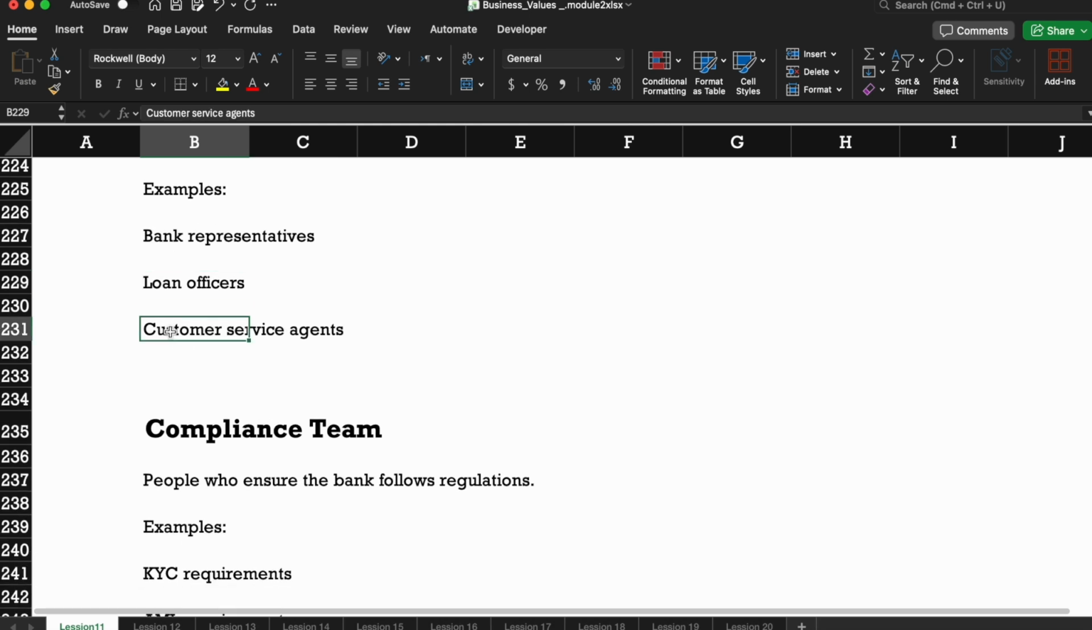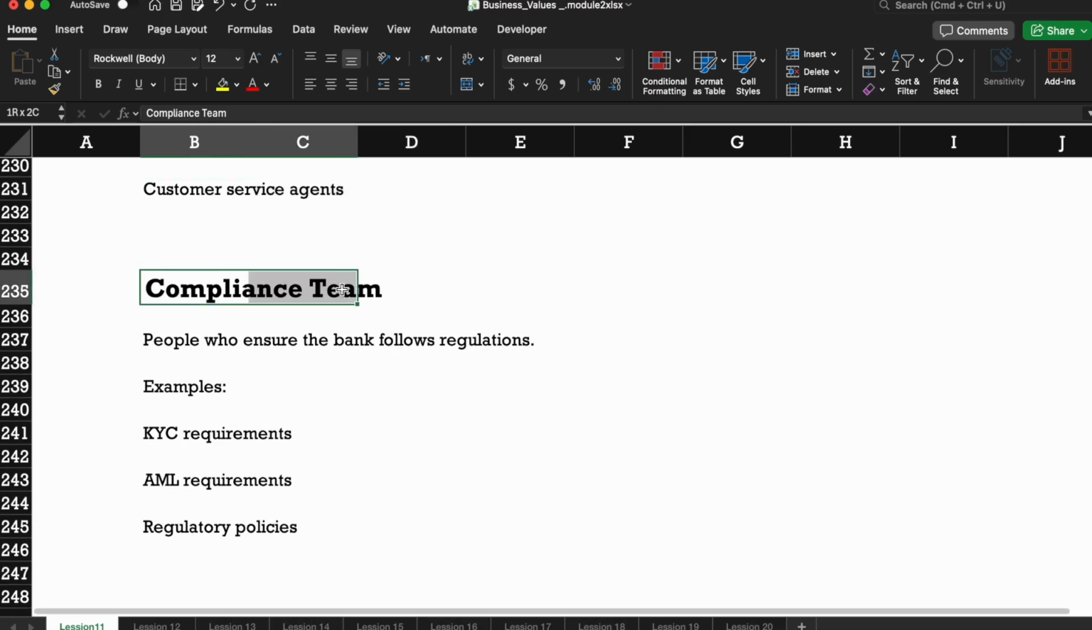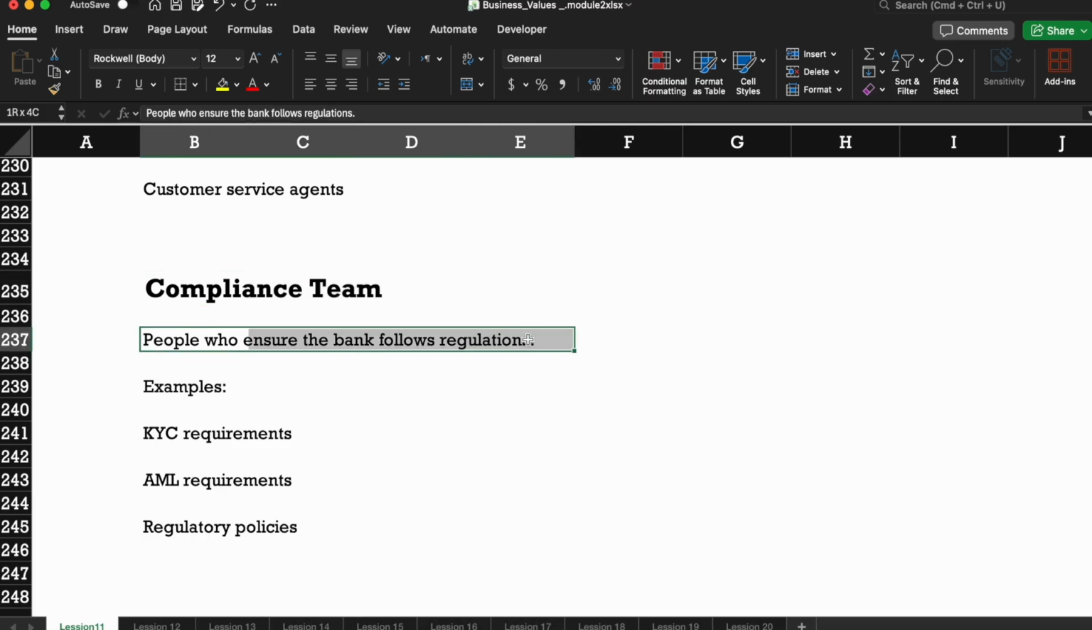Customer service agents: day to day you interact with customer service agents in different organizations, and you call them if you don't get your money or if you need a cancellation. That's customer care. Then the compliance team. As a customer you will not talk to the compliance team, but they are the controlling body inside the bank, inside any organization, the people who ensure the bank follows regulations.